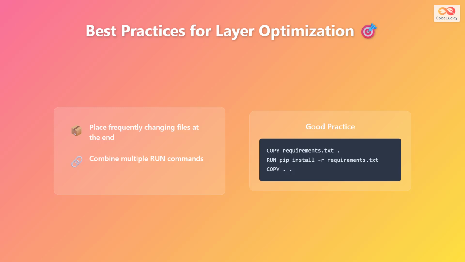To optimize Docker image builds, place frequently changing files at the end of your Dockerfile. This maximizes the chances of caching the earlier layers. Also, combine multiple run commands into a single one using shell scripting. This reduces the number of layers and improves efficiency. In this example, instead of having multiple copy commands, you can have one.